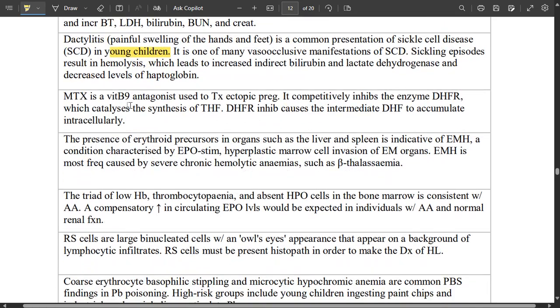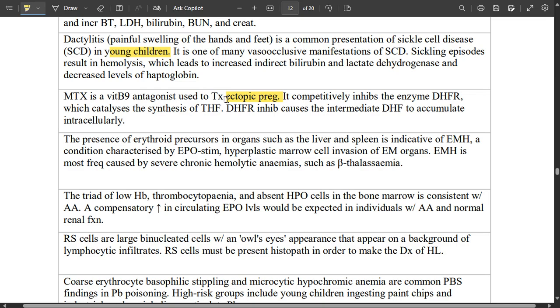So methotrexate inhibits DHFR, that is dihydrofolate reductase. It is a vitamin B9 antagonist used in the treatment of ectopic pregnancy. In ectopic pregnancy, methotrexate is given at some intervals, like in 7 days, and there's a whole sequence of days where methotrexate is given to control ectopic pregnancy as well as choriocarcinoma.